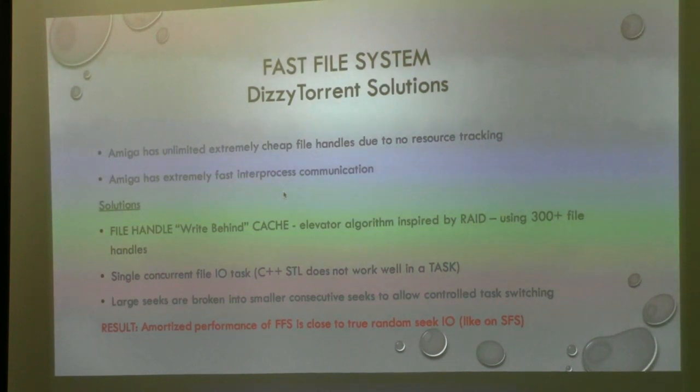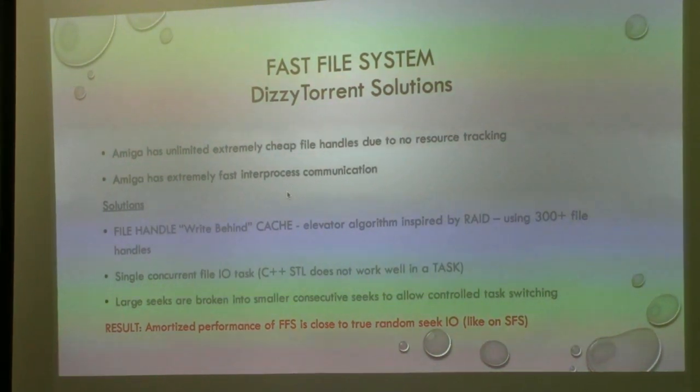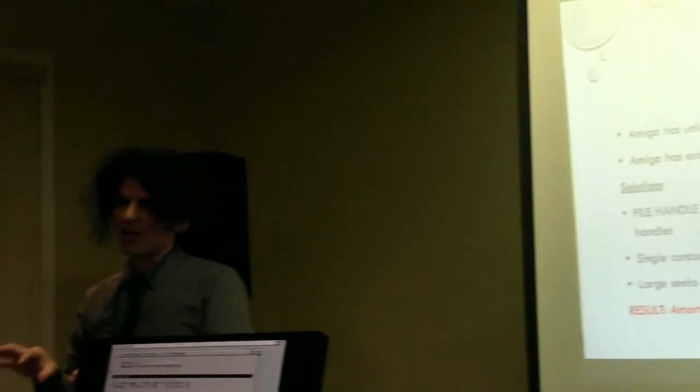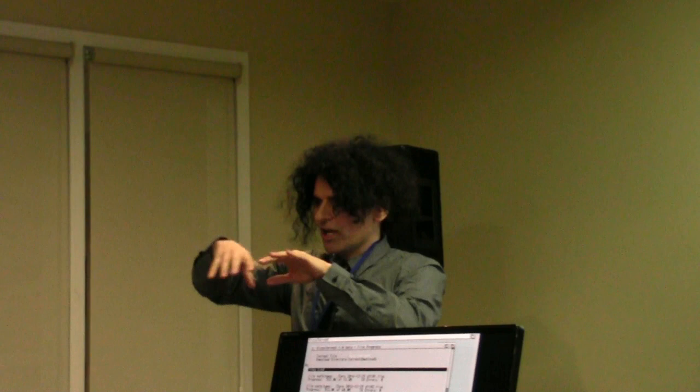So by the time I have 300 file handles open, as this process is running, right at the beginning it's kind of slow, and towards the end the file access actually speeds up, and it gets to the point where it has file handles all over the file, and now the BitTorrent client is running just as fast as if it could do direct random access. If I use smart filing system, there's no problem here, but I wanted to talk about fast filing system, because that's something that lots of people are still using.